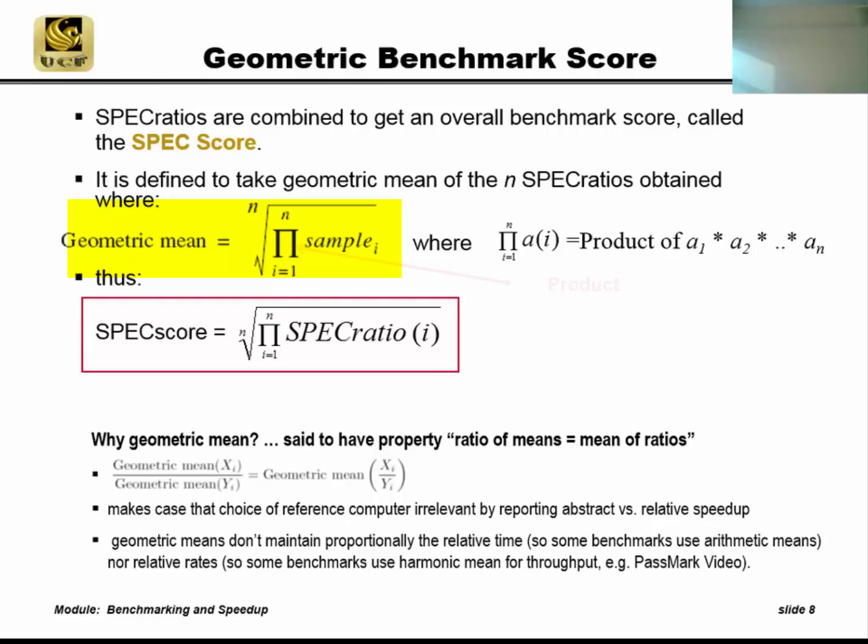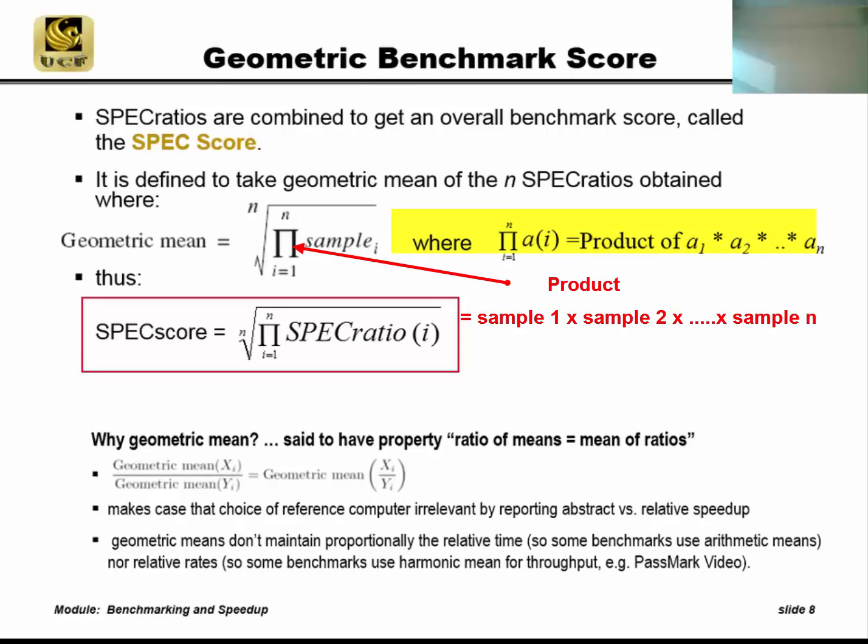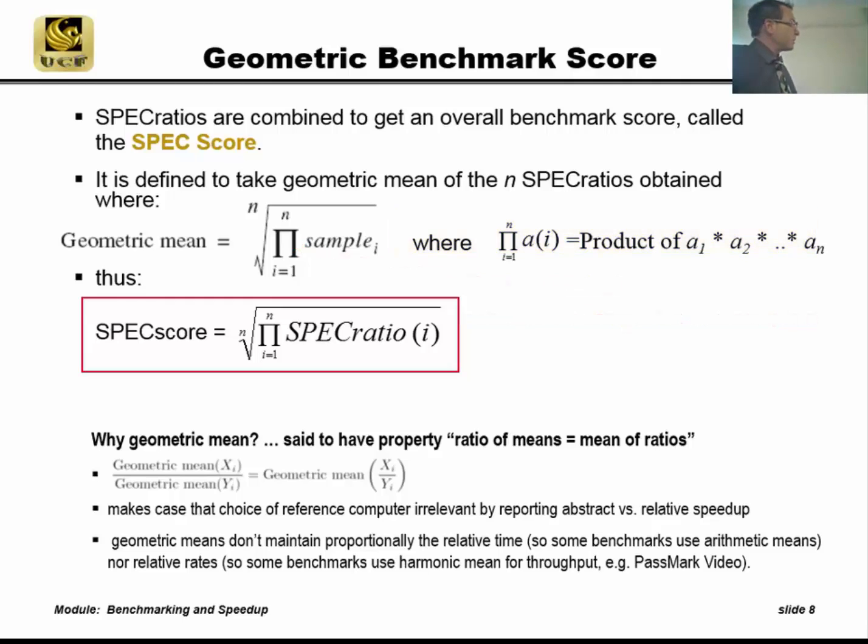This symbol is the same as summation, which is sigma, to do addition, but this is doing the product. So the product of sample sub i from 1 to n is defined to be sample sub 1 times sample sub 2 up to sample sub n, all multiplied together. And then to get the geometric mean, we take the nth root. This is helping us smooth out some outliers and some other behaviors, but has a nice property that this ratio of the means is the same as the mean of the ratios, is not disturbed by this process.